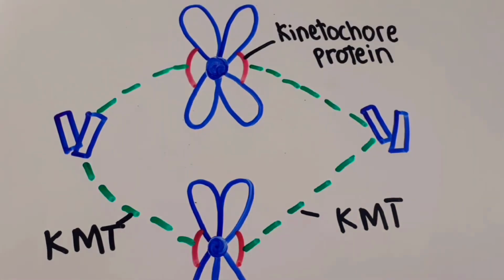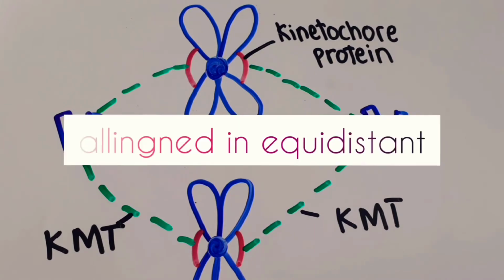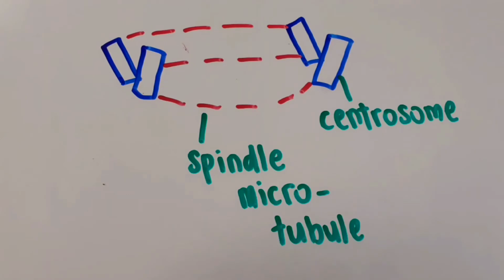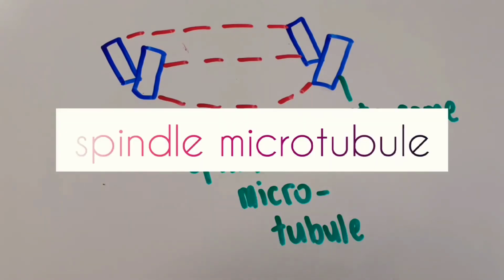KMT will attach to the kinetochore of the chromosome. As you can see, each KMT will attach to each side of the kinetochore protein to ensure the chromosome is aligned equidistantly. So finally, we are going to learn about spindle microtubules.